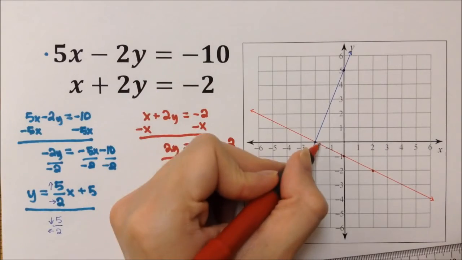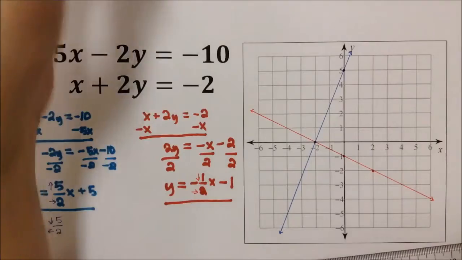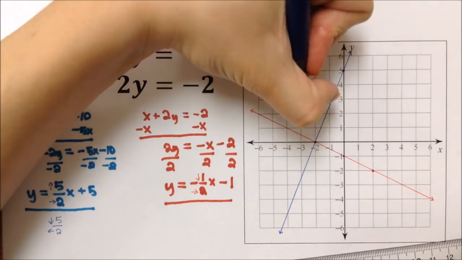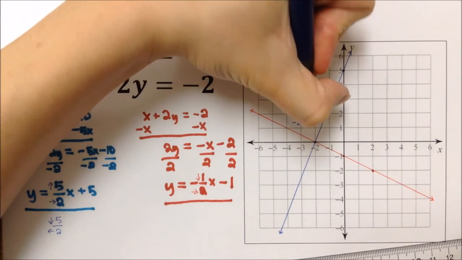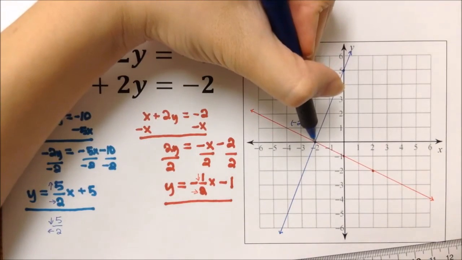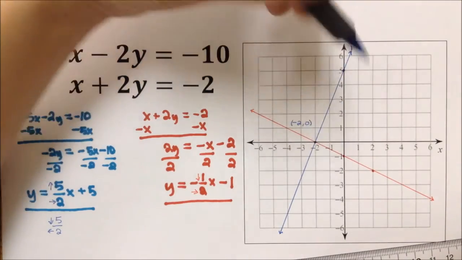And then I see that our 2 lines intersect right here. So at this intersection, the coordinate point is negative 2 for x and then 0 for y. So again, my x value is at negative 2 and my y value is at 0.